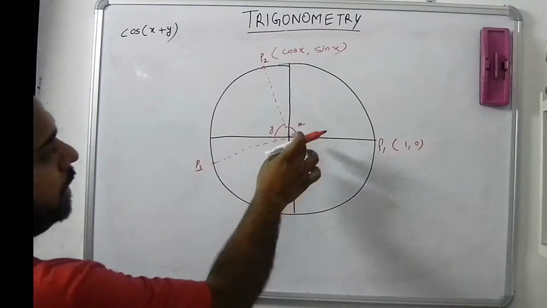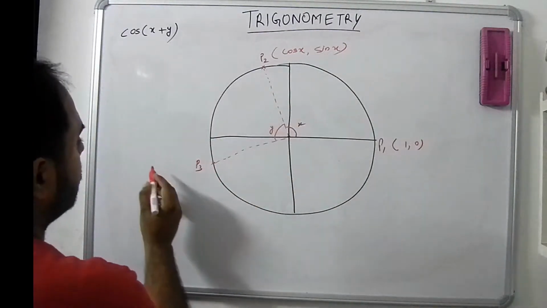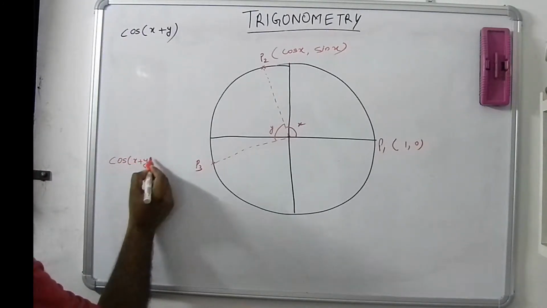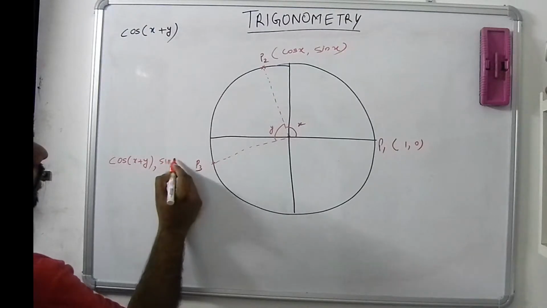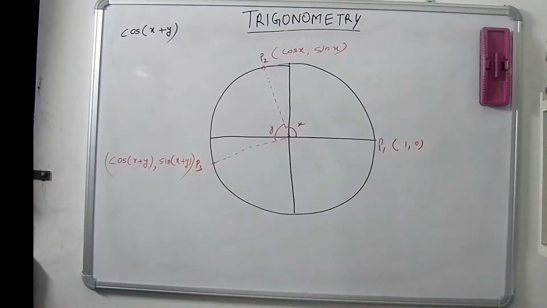So what I'm doing is I'm interested in cos of x plus y, that is cos of the entire thing. I know this is x, this is y, and I'm interested in this. What is going to be the coordinate of this point? It's cos of x plus y, comma, sine of x plus y. This is fine, right?